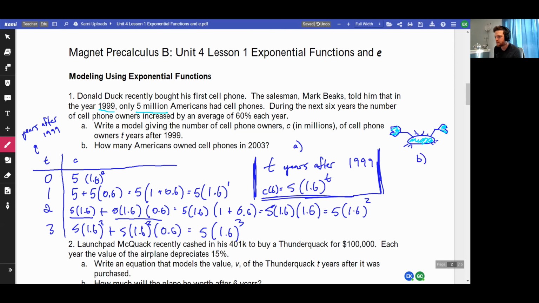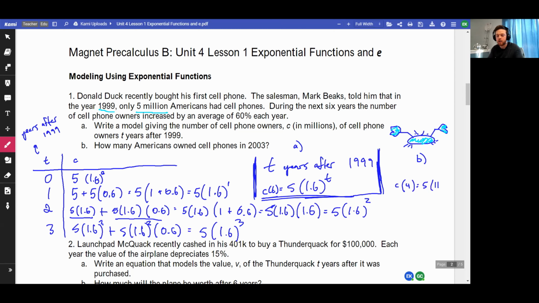Anyways, how many Americans own cell phones in 2003? Well, 2003 is how many years after 1999? I think it's 4 years: 2000, 2001, 2002, 2003. I think we could just do 2003 minus 1999 if we wanted. Yes. So C of 4 is going to give us our answer.